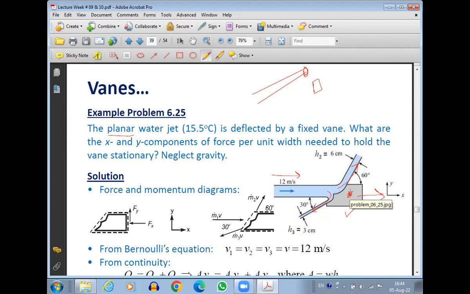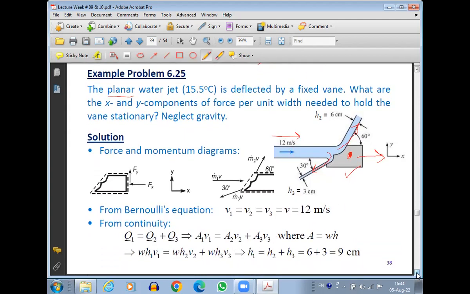Before moving towards the solution, do you understand the problem statement and the diagram? Now let's go for the solution. The first thing is that we draw the force diagram and the momentum diagram. The force diagram has the Fy and Fx components of the forces needed to hold it in place. Then the momentum diagram shows that m.1 v is coming towards the vane, and it is being deflected to m.2 v and m.3 v.